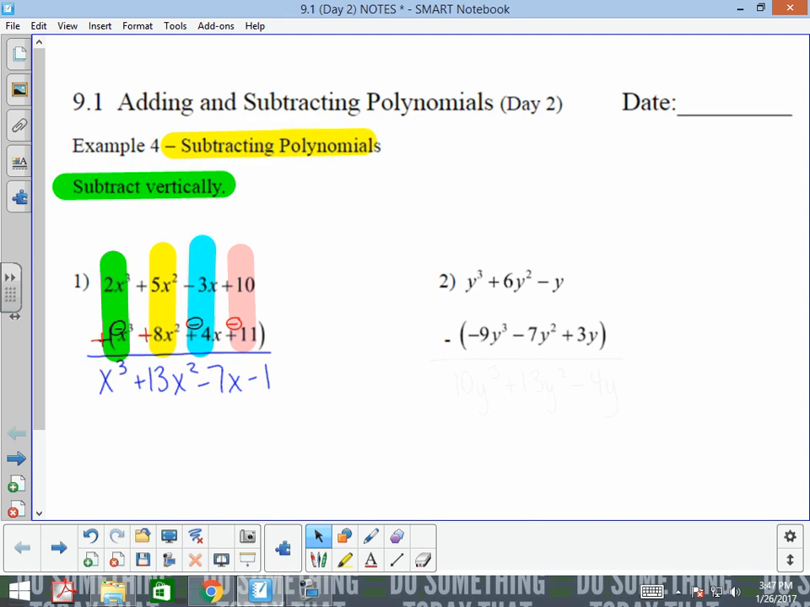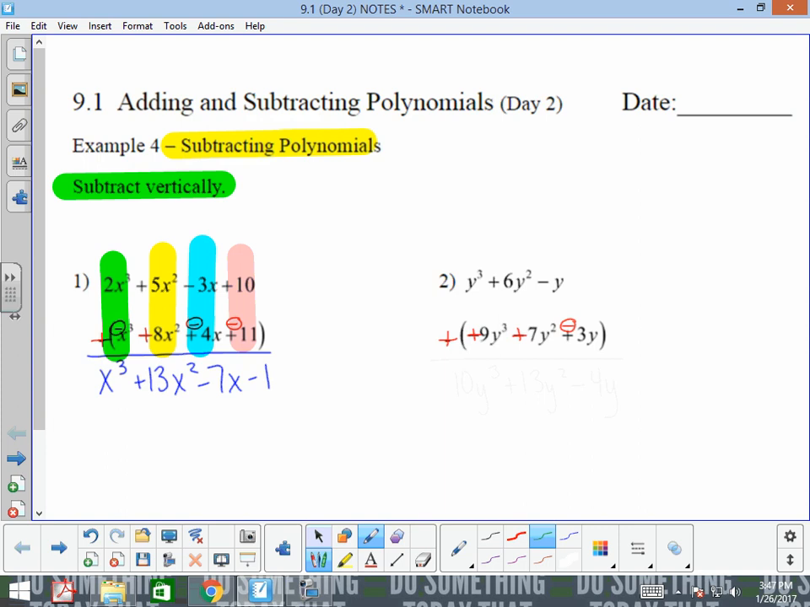All right, let's look at one more of these subtracting vertically. So we have this minus sign in front of the parentheses. So first we're going to change it to a plus and change all the signs inside that parentheses. So we're changing negative 9y to the third to positive 9y to the third, negative 7y squared to positive 7y squared, and positive 3y to negative 3y.